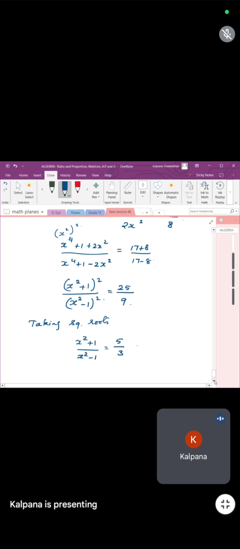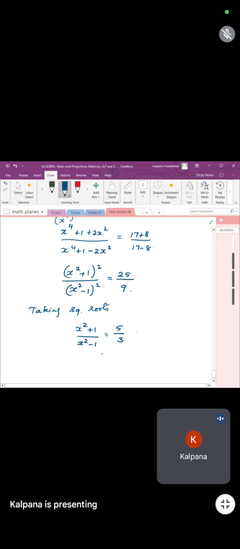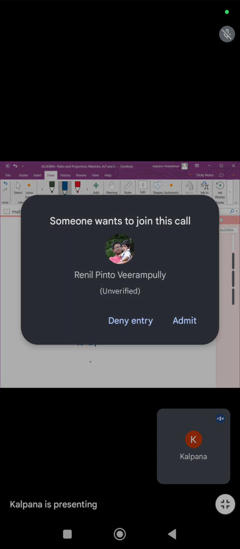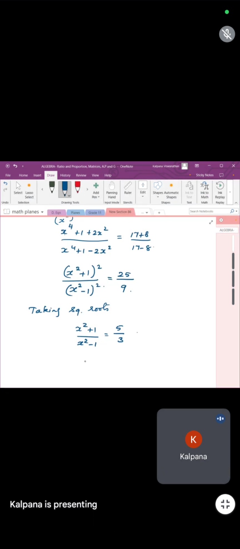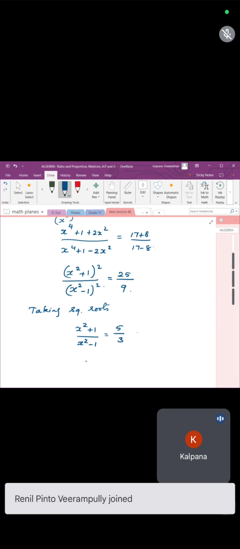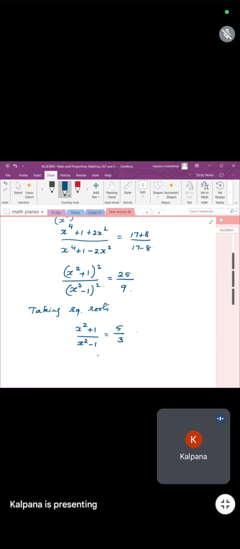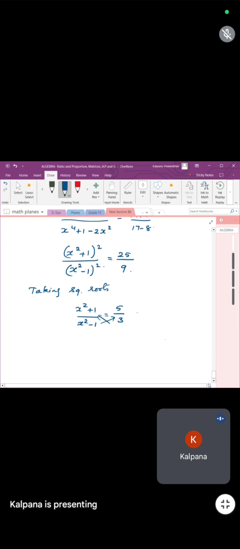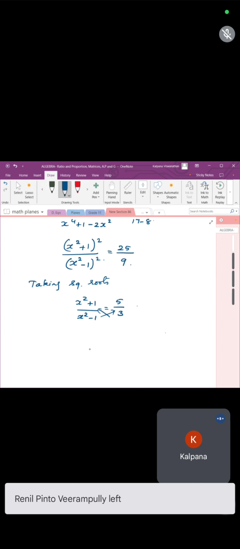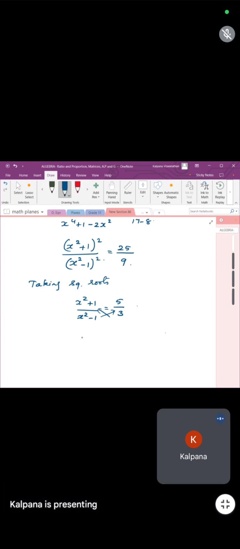Now after this, children, one more time you can apply the componendo and dividendo rule, or you can do cross multiplication. That is your wish. In your question you can do the componendo and dividendo rule more than one time, two times, three times, as the sum requires. If you want, you can do that, or in this step you can cross multiply and get the answer. Whichever is easy for you, you can follow. Both methods are right. So what did you get? It is not like we have to use the rule only one time. You can use the rule as many times as needed till you get the value of x.